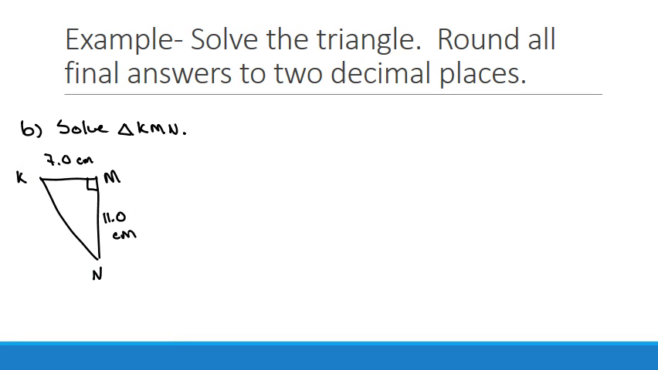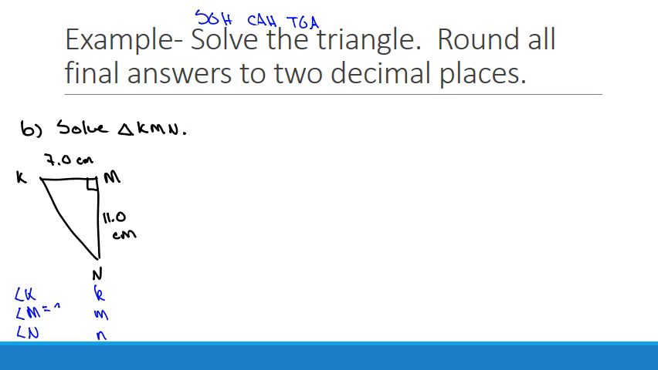So let's get into example 2. Once again, you want to keep this SOHCAHTOA word rolling around your mind to keep things straight. And I think we're going to use our little list again. So K, M, N, side k, side m, side n.